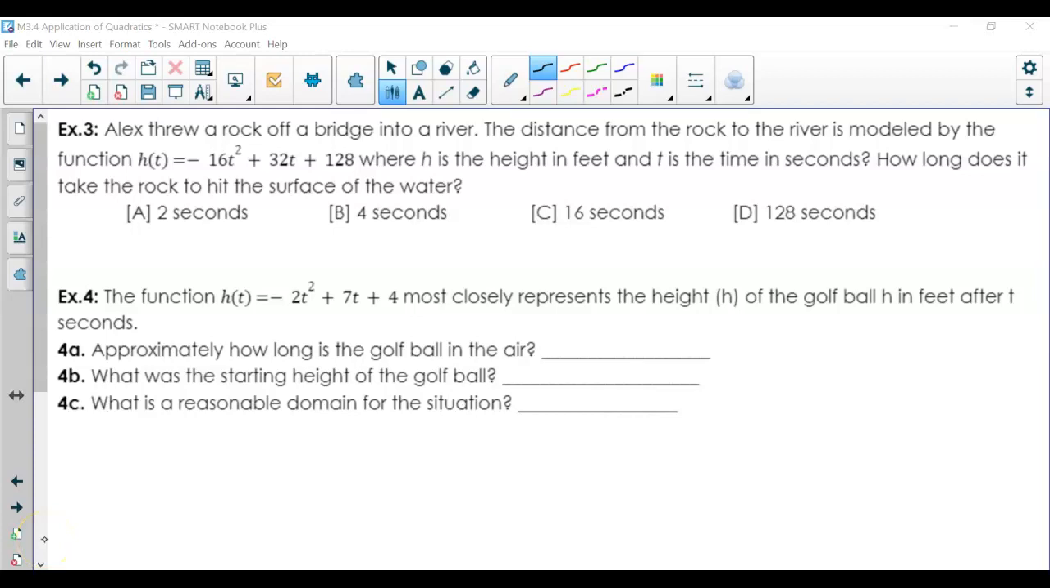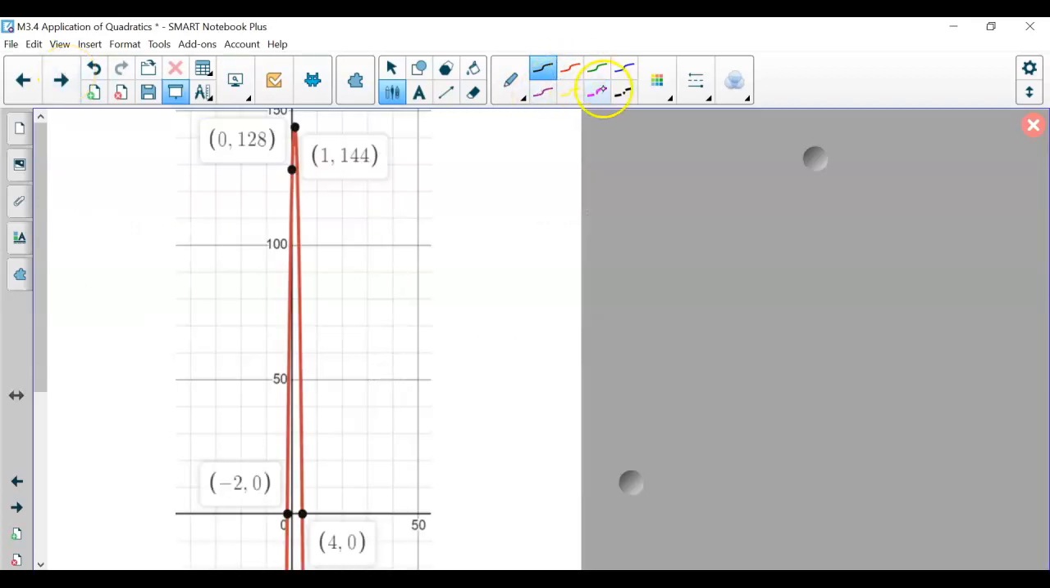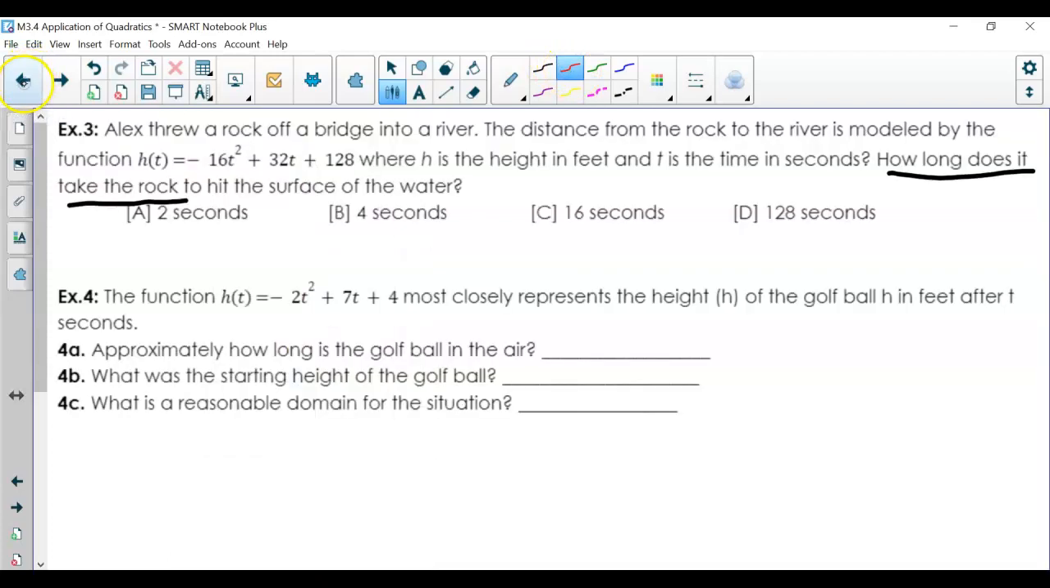And so now for example 3, after graphing, talking about Alex throwing a rock off of a bridge, how long does it take the rock to hit the surface of the water? So how long before it hits the water? So here is the graph you should have gotten, right? Starting here and going down. So boom. How long did it take before it hit the water? 4 seconds. So that's why you should have gotten B.